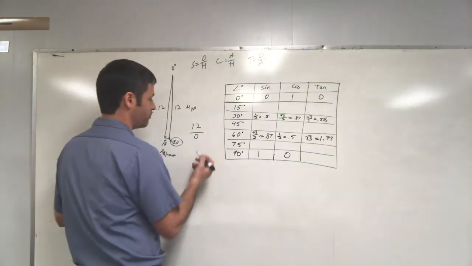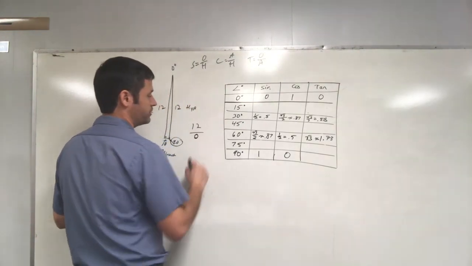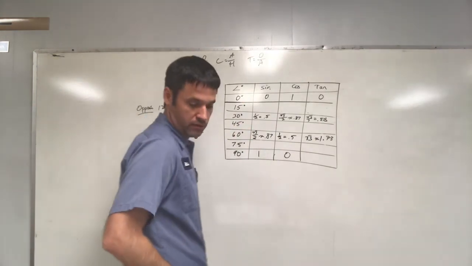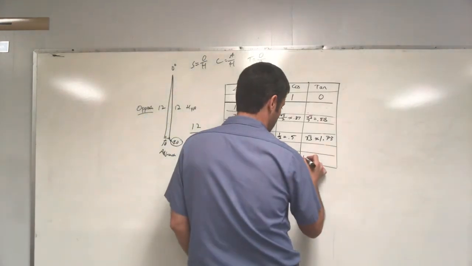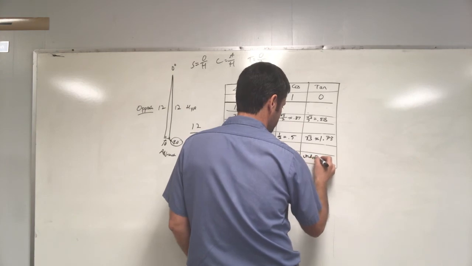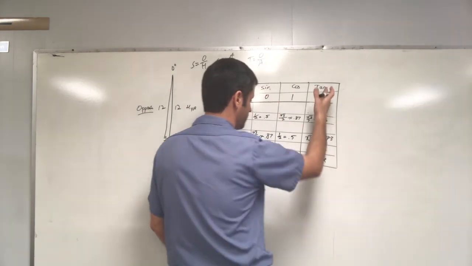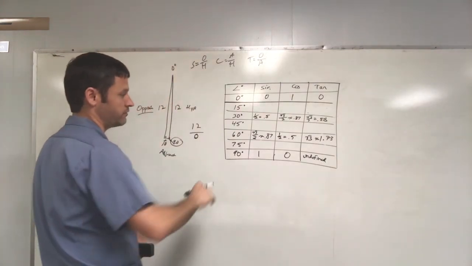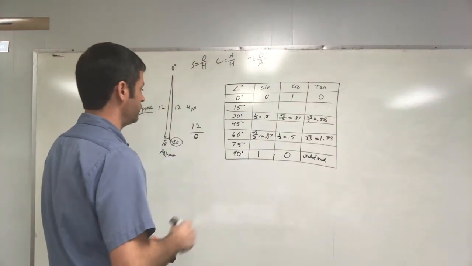I think we did this before, but calculators do not like to divide stuff by 0. They can't divide stuff by 0. So we're going to put error or undefined. We don't know what it is. We don't know what the tangent of a 90 degree angle is. We can't deal with it. It's just going to have to be this error down there.